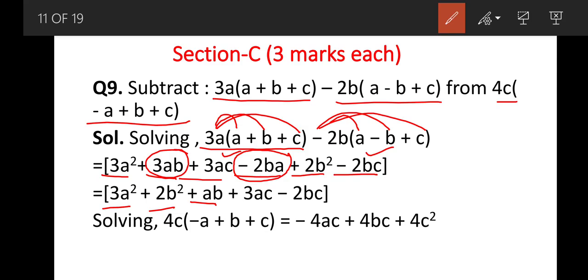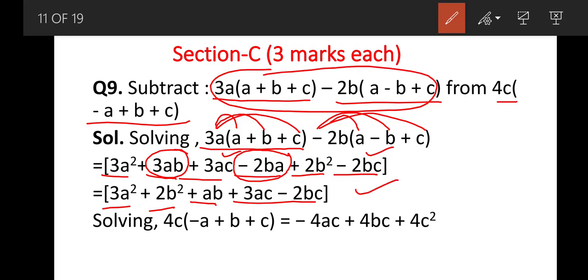Sorry, these two are not like terms, so they will be written all alone. So after solving these two expressions, what you got? 3a square plus 2b square plus ab plus 3ac minus 2bc. Now I need to solve this expression also.